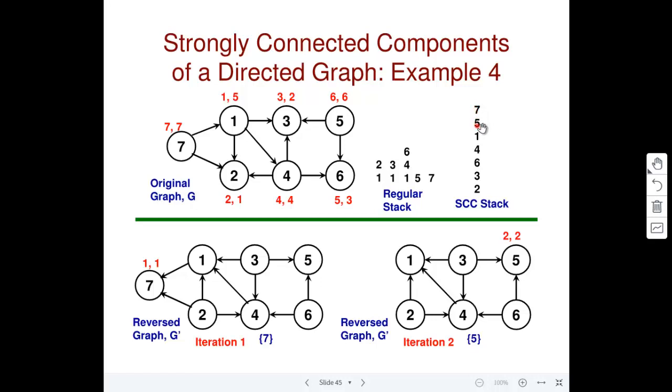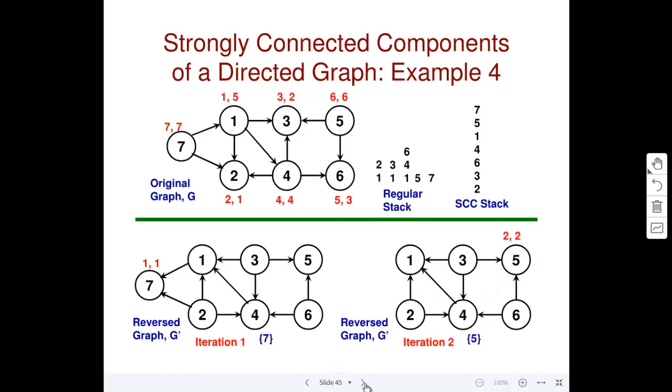So now the top of the SCC stack is 5. So start depth first search from 5. From 5 you push vertex 5, but you cannot go anywhere else from 5, so pop out vertex 5 also. So 5 is said to be on its own strongly connected component.